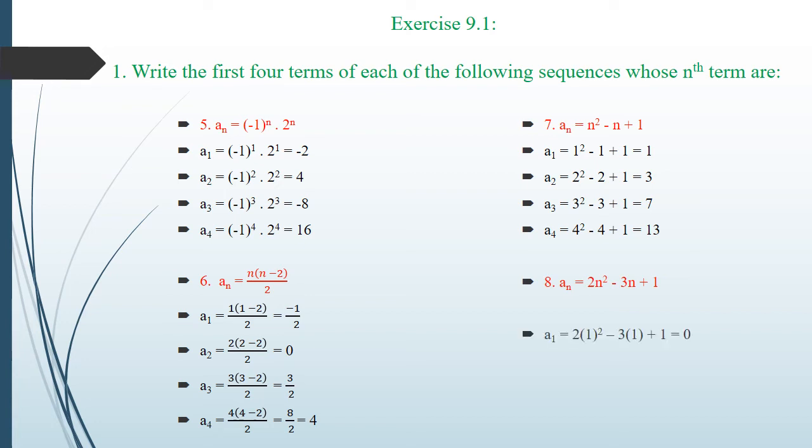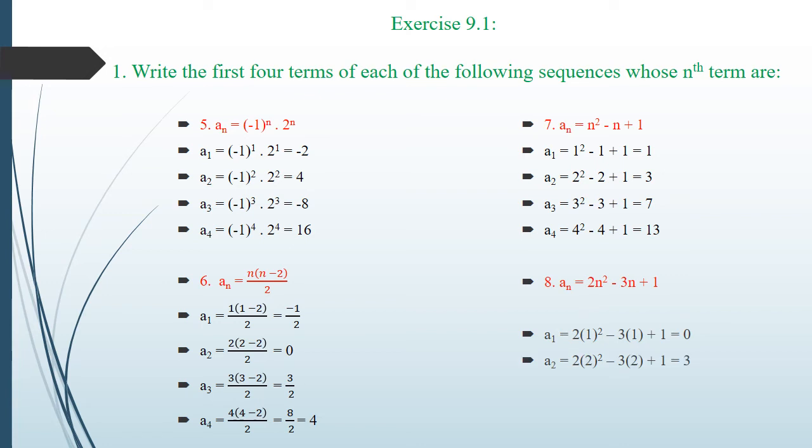Let us calculate the first 4 terms. a1 is equal to 2 into 1 square minus 3 into 1 plus 1. 1 square is 1, 2 into 1 is going to give me 2, minus 3. 2 minus 3 plus 1. That is going to give me answer as 0.